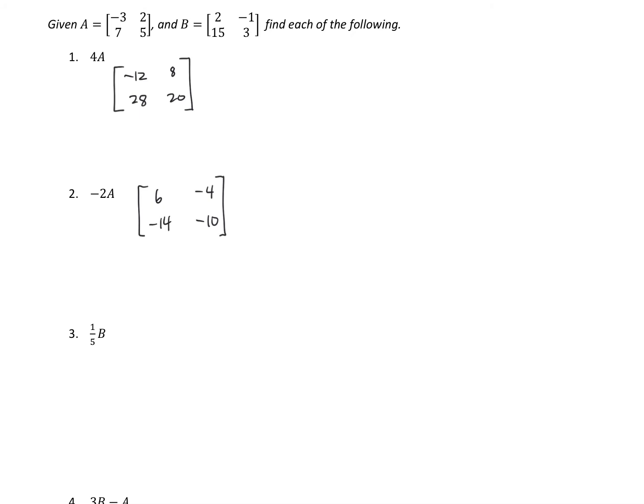Okay, number 3 is 1/5 B. Multiplying by a fraction like this is really the same as dividing by 5. So I'm going to multiply each element of B times 1/5, or in other words, divide each element in B by 5. This is still a 2 by 2 matrix, and so it's going to be 2 divided by 5, or 2/5. 15 divided by 5, or 3. Negative 1 divided by 5, so negative 1/5. And then 3 divided by 5, which is 3/5. And that is the resulting matrix when I multiply by 1/5.